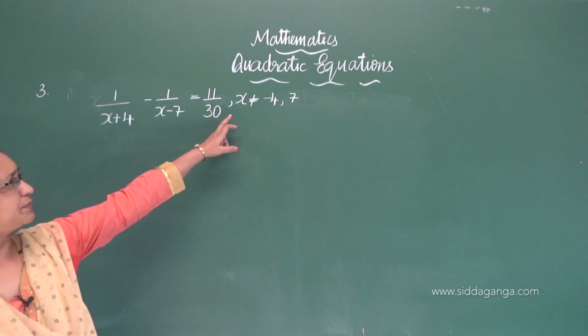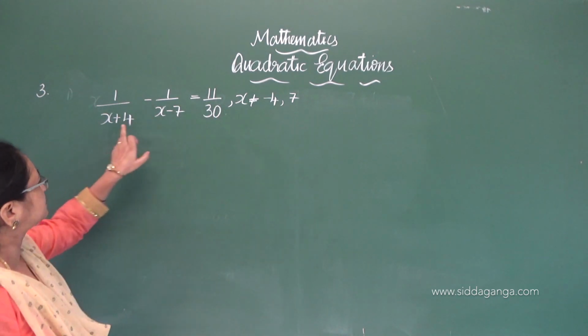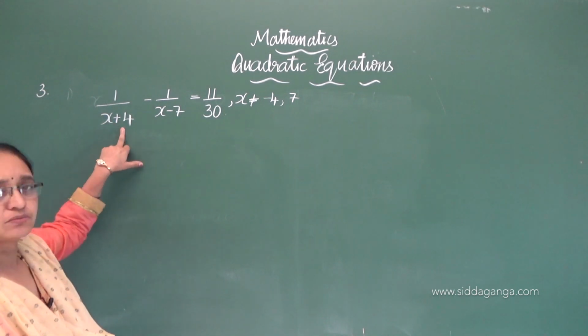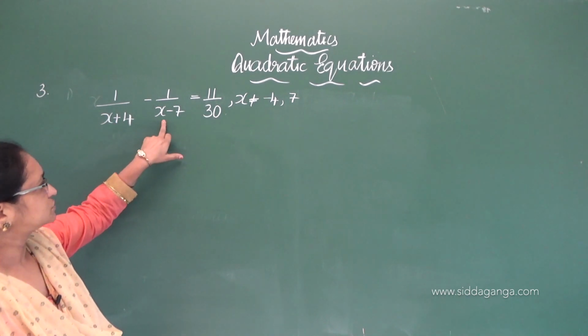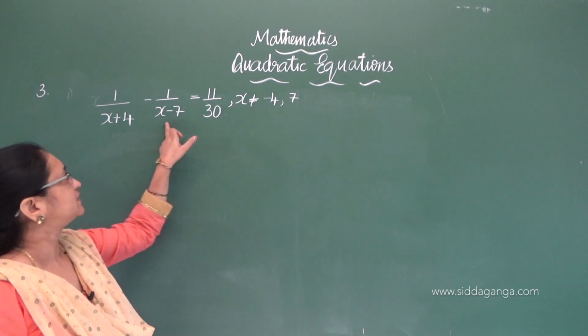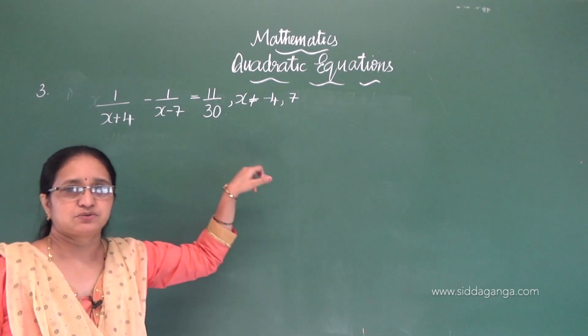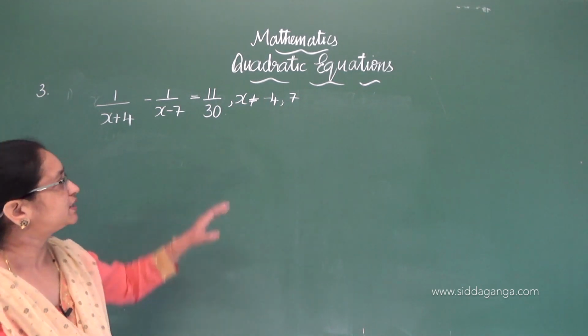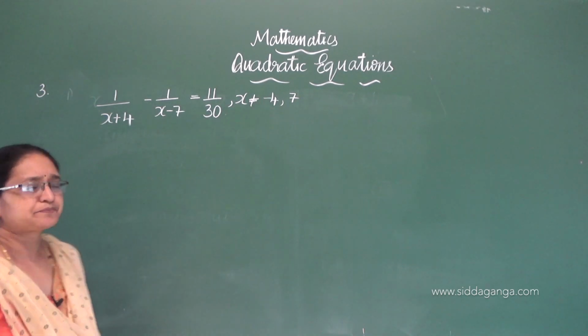So did you understand the meaning of this? If it becomes minus 4, here it will become 0, 1 by 0. So here also if it is plus 7, again this also will become 1 by 0. So it won't be a quadratic equation. So because of that they have given this condition, okay.